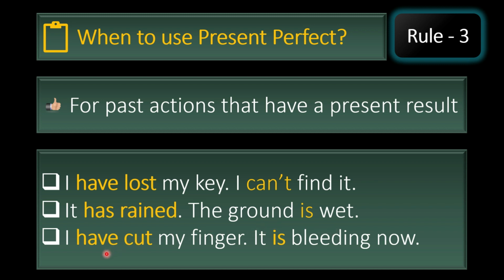I have cut my finger. It's bleeding now. I have cut my finger is a past action and the result can be seen now. You can see it's bleeding now. I hope you have understood. This is rule 3. Past actions, present result, present perfect tense.